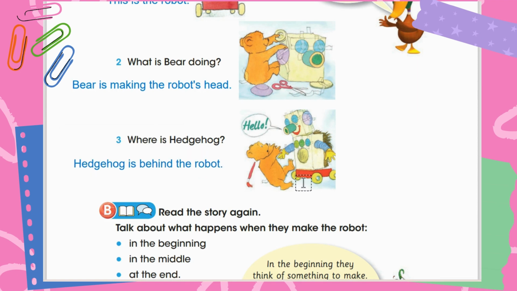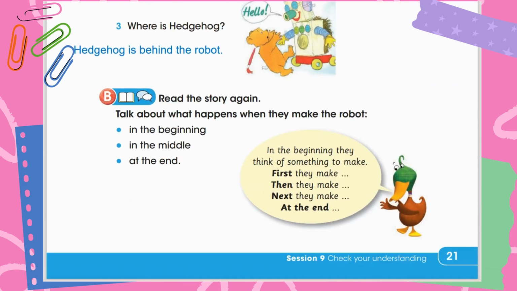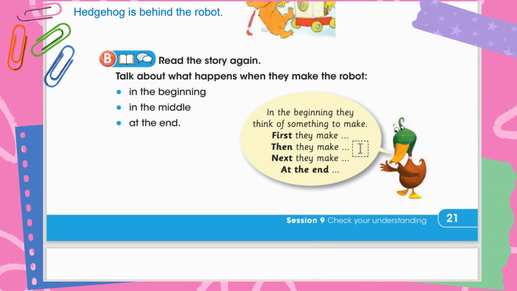Okay, so this is our part 1, question number 1. This is the robot. Bear is making the robot's head and hedgehog is behind the robot. I hope you are clear. So let's move on to our next part, that is part B. Talk about when they make the robot. This is about what we have read in the story. They are asking you to read the story again and talk about what happens when they make the robot.